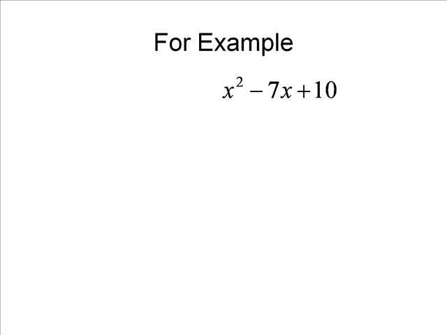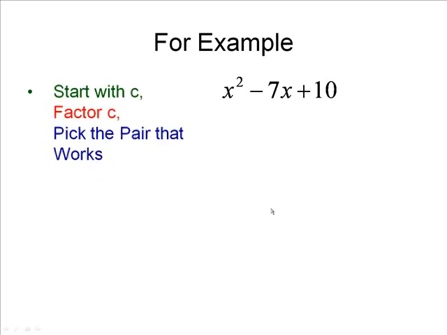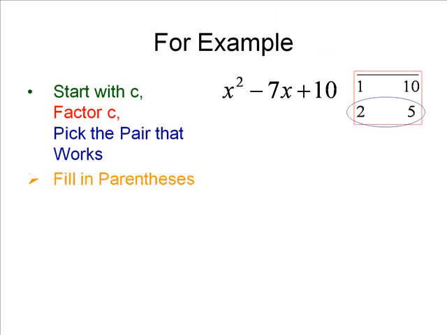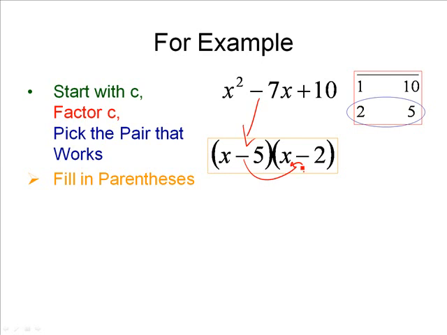For example, x squared minus 7x plus 10. Start with the c, the 10. Find its factors. Pick the pair that adds to be 7. Go to your parentheses, fill them in. We get x and x for the start of each binomial, 5 and 2 for the end of each binomial. The larger one gets the same sign as the b. The other one is going to be the same because we were adding. That's it. If we FOIL that out, we end up with the same thing that we started with, x squared minus 7x plus 10.